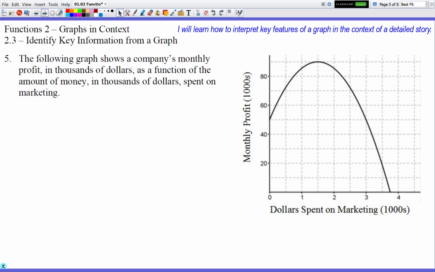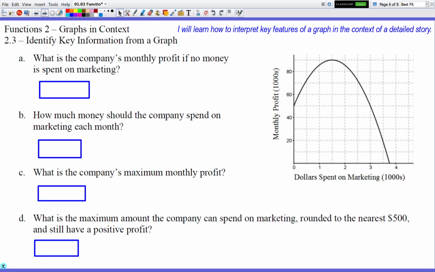So let's see what kind of questions we're going to get asked. What is the company's monthly profit if no money is spent? Okay, so no money would pretty much correspond to 0 on the x-axis, because marketing dollars is going to be your x-axis going from left to right. Profit is going to be your y-axis going up and down. So if I don't spend any money, that means I'm at 0 on the x-axis. So 0 on the x-axis corresponds to right there on the y-axis.